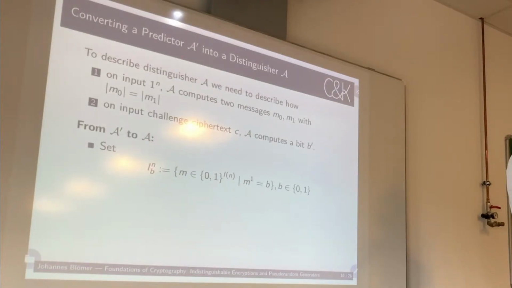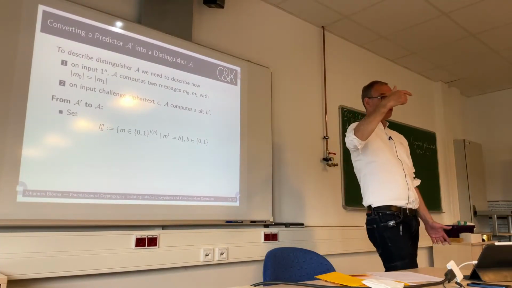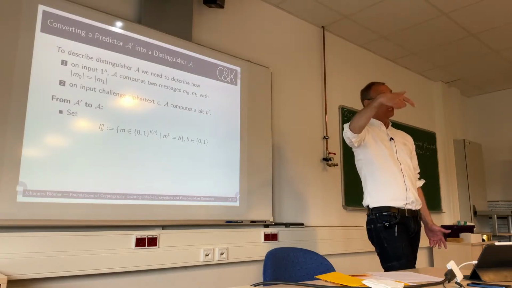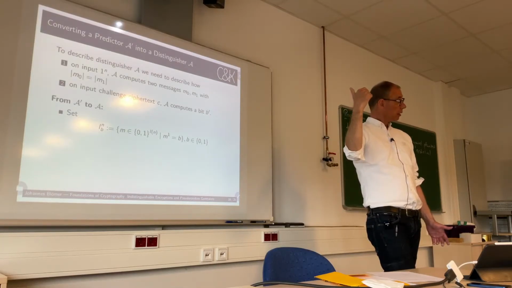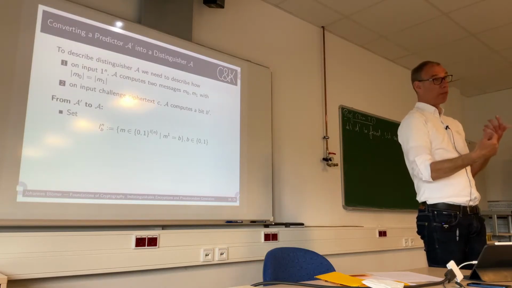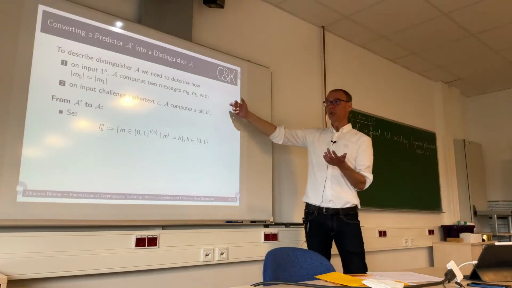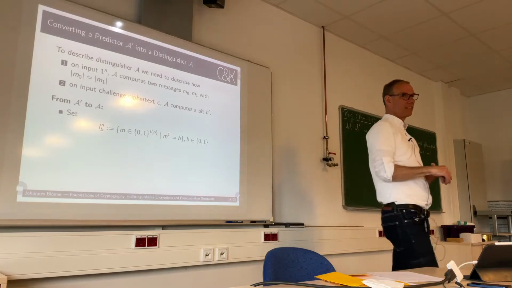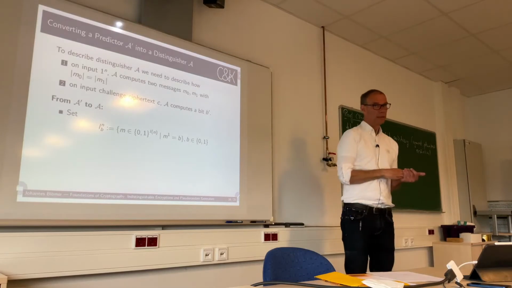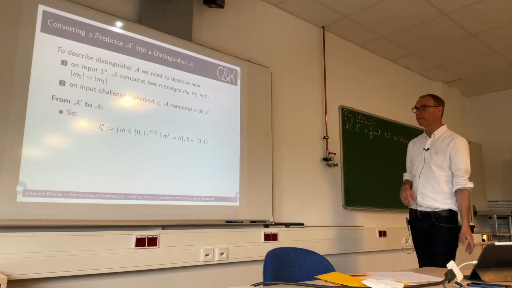How does it do that? First thing. Second, when it gets a challenge ciphertext, A predicts a bit B prime. How does it do that in our case? Using our A prime. In both steps, we can use A prime as a subroutine. Turns out we will not do this here, but that's because this theorem is so simple. Okay, so that's how we do that.